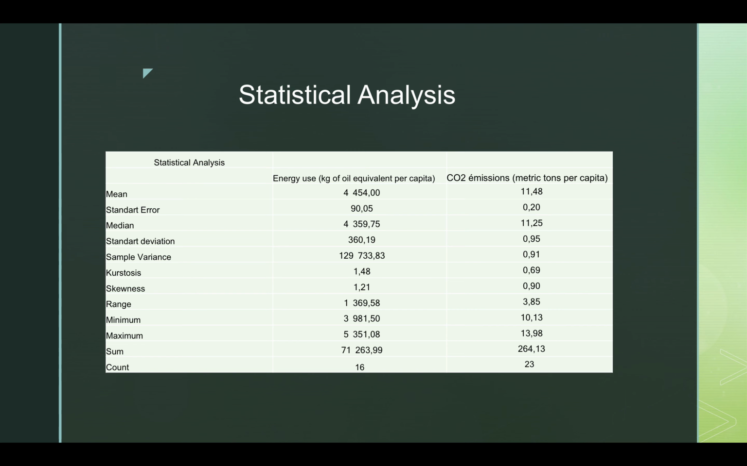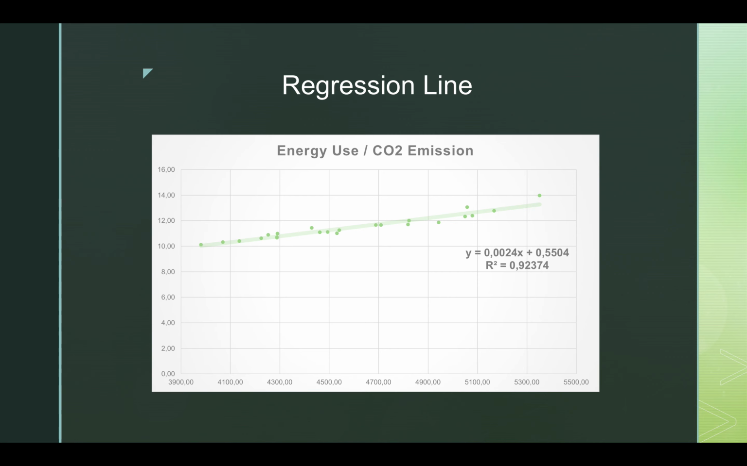Now for the statistical analysis, as you can see, the standard error is really low compared to the mean value, meaning that the mean values are highly reliable. And for the kurtosis, the kurtosis is really small, meaning that the sample size is quite consistent. We calculated the regression line for the two variables, and we find that R is really high, equal to 0.9, which means that the correlation between the two variables is really strong, which validates our initial hypothesis.